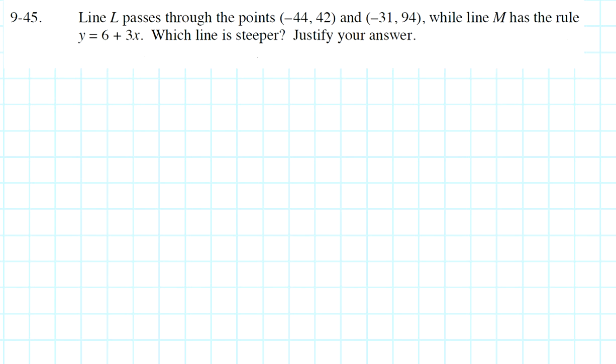Chapter 9, question 45. Line L passes through the points negative 44, positive 42, and negative 31, 94, while line M has this rule: y equals 6 plus 3x. Which line is steeper? My first inclination is to go ahead and plot all these points and just compare the two lines visually. However, because these values are pretty large, right? Negative 44 up to 42, that's going to be a large graph.